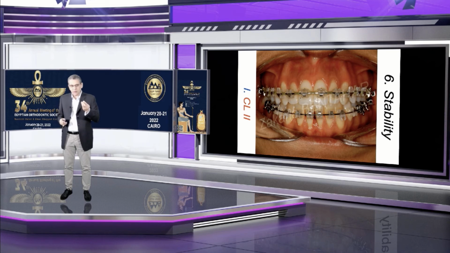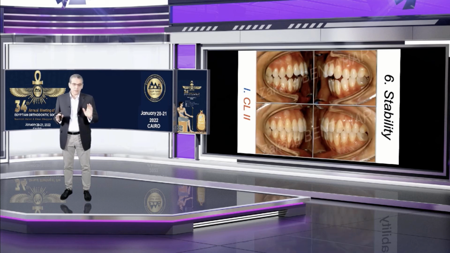If you want to evaluate the case, you must evaluate it with casts or in the clinic. And look at this occlusion. It seems to be a good occlusion. It seems to have a good relation between the upper and the lower teeth, but it's not the reality. We still have a gap between the upper and the lower incisors.